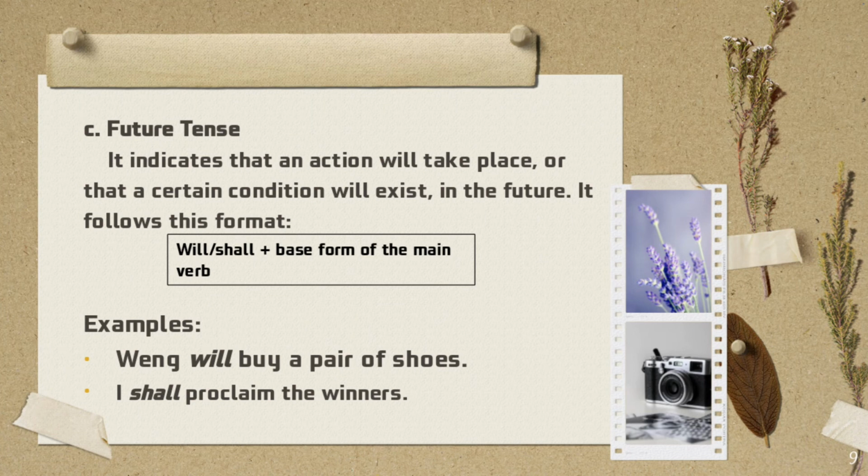And for the last but not the least, the future tense. It indicates that an action will take place or that a certain condition will exist in the future. It follows this format: will or shall plus base form of the main verb. So we have here our examples. Wang will buy a pair of shoes. I shall proclaim the winners.